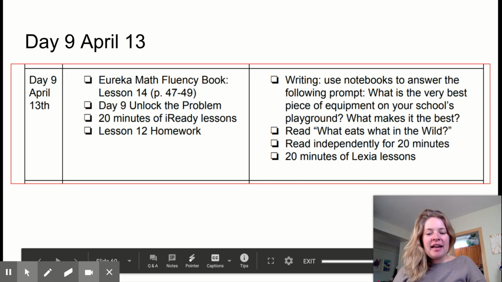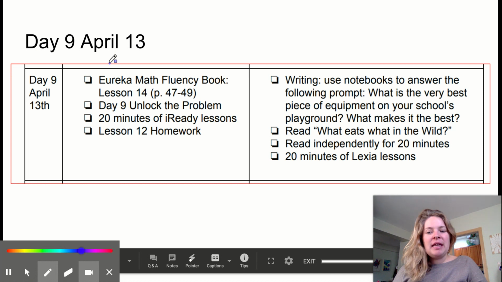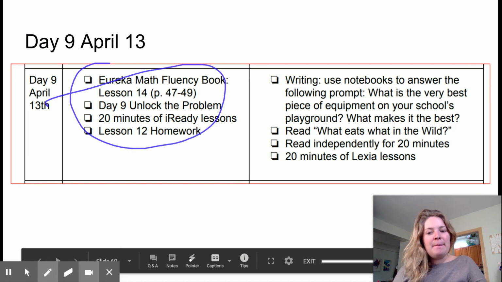We are on day 9 in our packet, and I want to point out what you should be doing in math today since this is our math block. You should already have done the Eureka Fluency lesson for pages 47, 48, 49. The reason we want you to do that first is because it's a brain warm-up. Then you're going to do the day 9 unlock the problem after we finish this. We're going to help you through that today. After you're done with your unlock the problem, you'll do your iReady lessons if you have a computer, and then you'll move on to the homework. Sound like a plan? All right, let's get started.